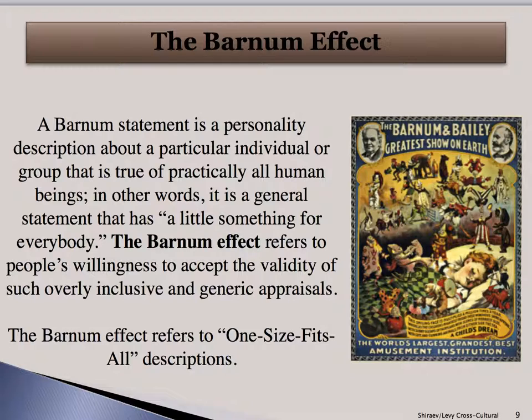A Barnum statement is a personality description about a particular individual or group that is true of practically all human beings. In other words, it's a general statement that has a little something for everybody. The Barnum effect refers to people's willingness to accept the validity of such overly inclusive and generic appraisals, also referred to as a one-size-fits-all description. Now, this effect was named after P.T. Barnum, a world-renowned circus man who was also known for such gems as "There's a sucker born every minute," and "Every crowd has a silver lining."